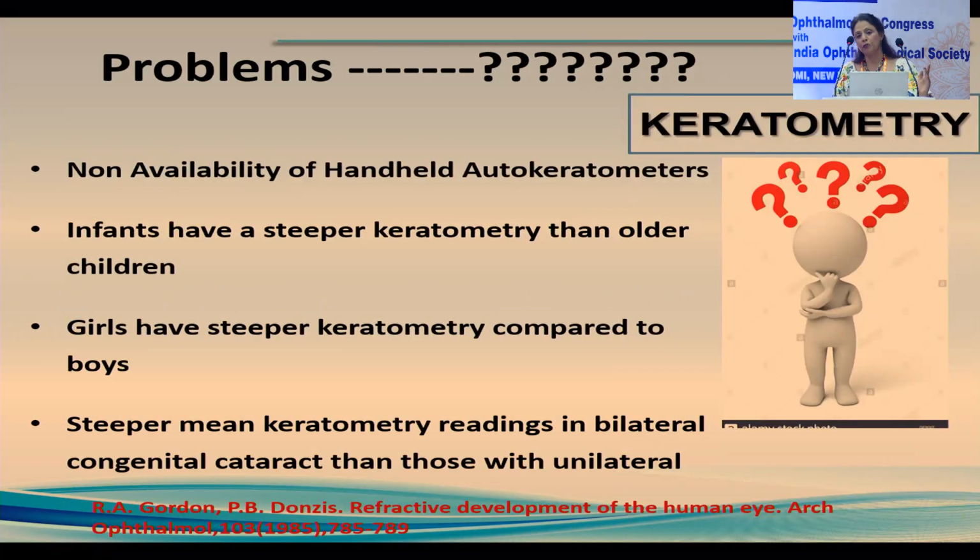Then there is the problem of non-availability of all these handheld instruments with every surgeon. Also, infants have a different, steeper keratometry. As they grow older, their keratometry lessens, the steepness reduces. Girls have steeper keratometry. And it has also been seen by studies that bilateral cataracts tend to have steeper keratometry readings as compared to unilateral cataracts in children.